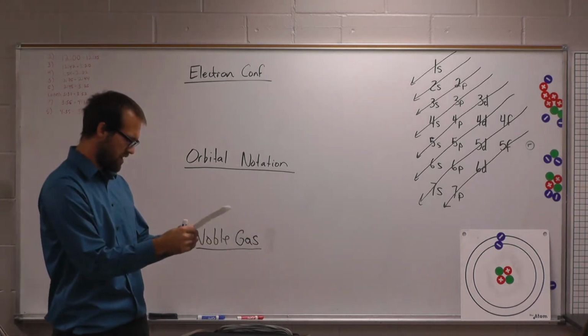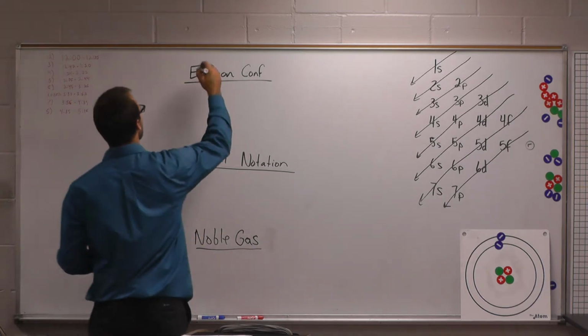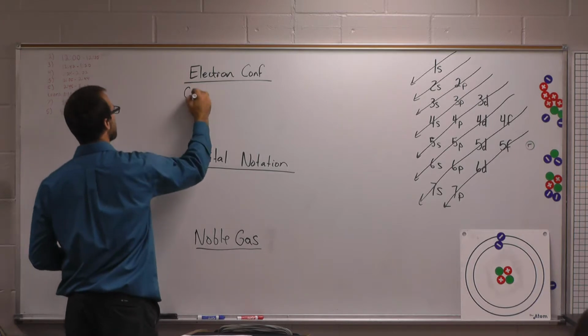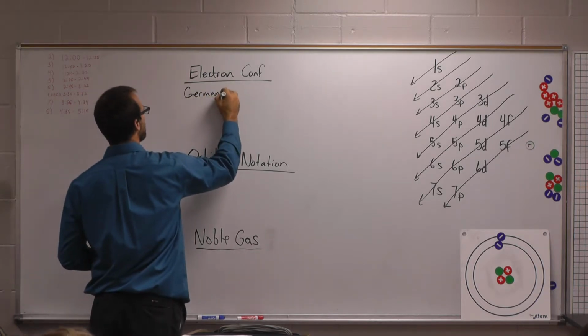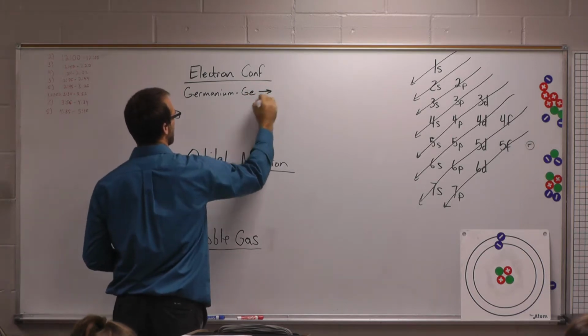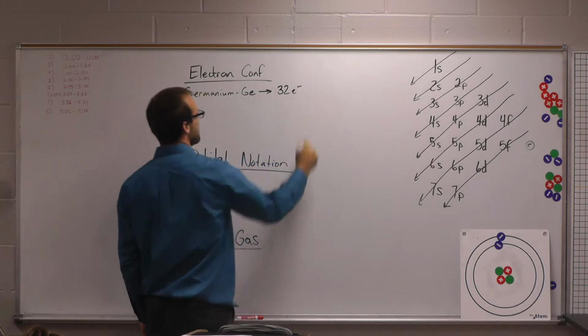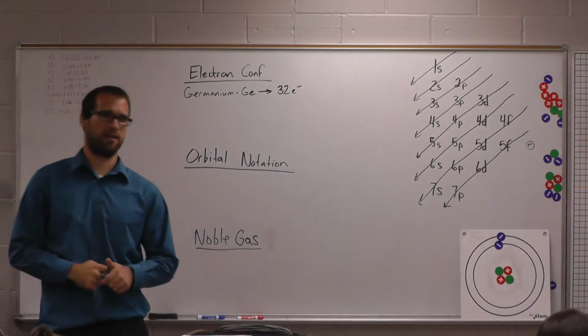I have germanium. Yeah. Okay, let's do germanium. So GE, which has how many electrons? 32. All right, so this is going to take a little bit, isn't it? 32 electrons.